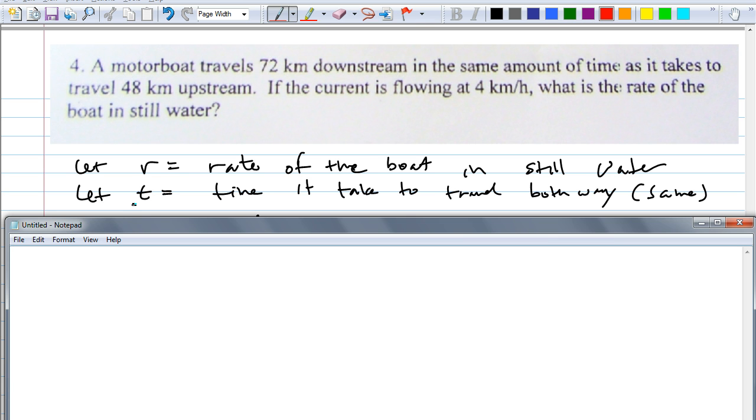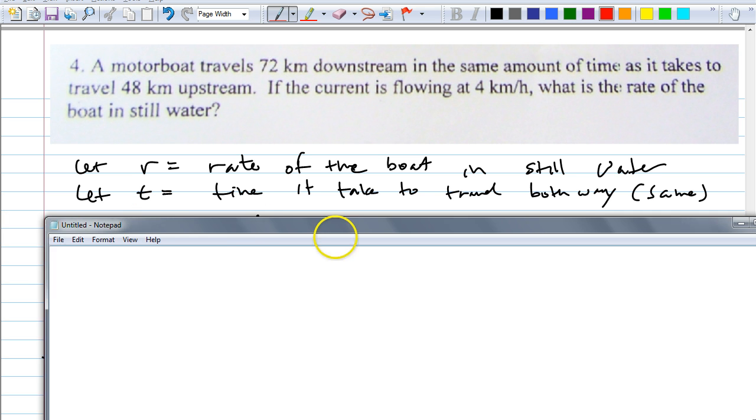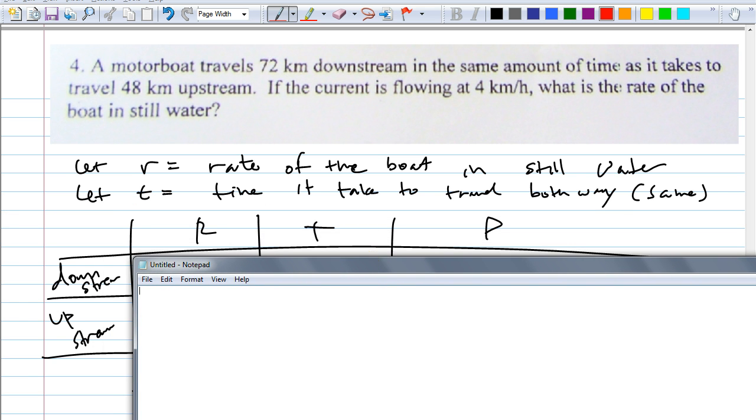Go ahead and write it down. We're still going to need rate times time equals distance, and of course there are two cases, again, downstream and upstream. Can somebody give me the rate for going downstream then? This time it's a little bit different than what we just had before. What would be the rate for going downstream?